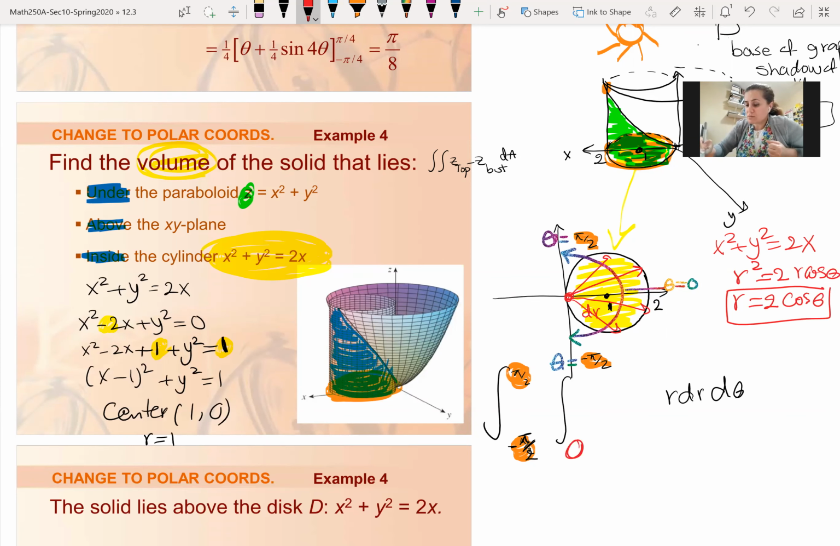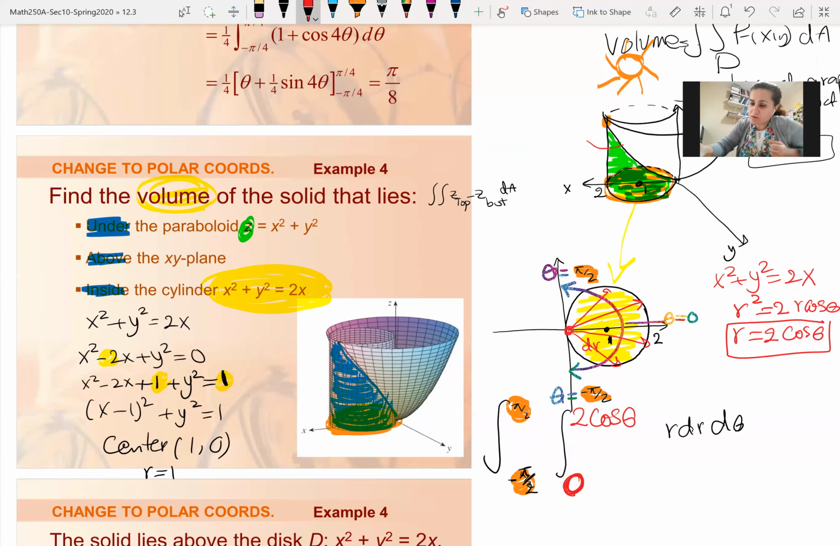So you start from 0 for the radius, but the endpoint is the equation of the circle, okay? And then I do have the integrand, because there is a z in the equation. I'm going to write it right over here in the graph. z top was the paraboloid, which is x squared plus y squared, so that gives you r squared, minus z bottom, which is just the xy plane, so it's 0. So this is just going to be my integrand.